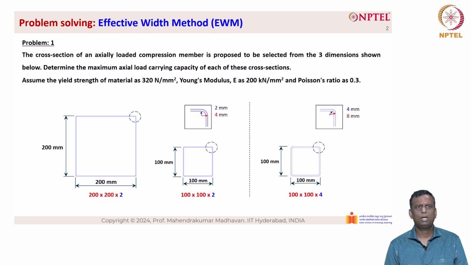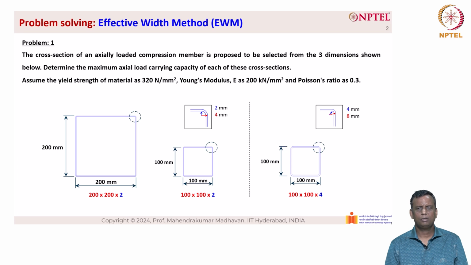So you look at the cross section 1, which is a box section, 200 mm by 200 mm square box section with a thickness of 2 mm. The inner radius is 2 mm and the outer radius is given as 4 mm at the corners. And there is another cross section where the sides are 100 mm by 100 mm and the thickness remains the same as 2 mm. And then there is a third cross section where the sides are 100 mm and 100 mm and the thickness is now 4 mm. The inner radius is given as 4 mm and the outer radius is given as 8 mm, as you can see on the picture on the rightmost side.